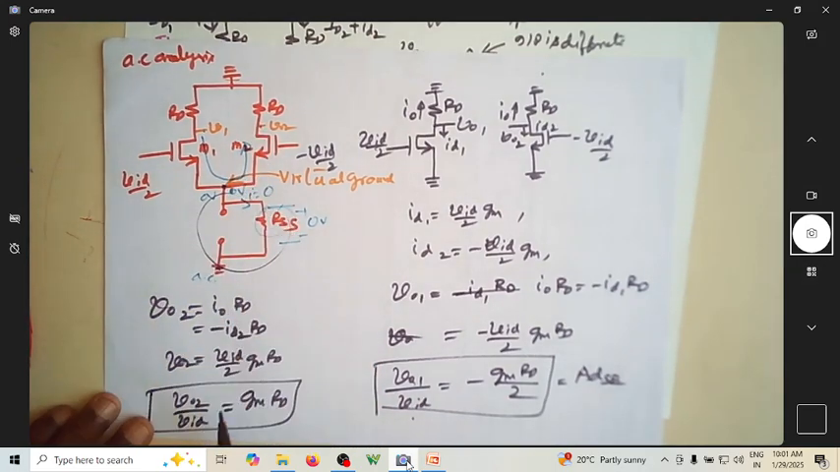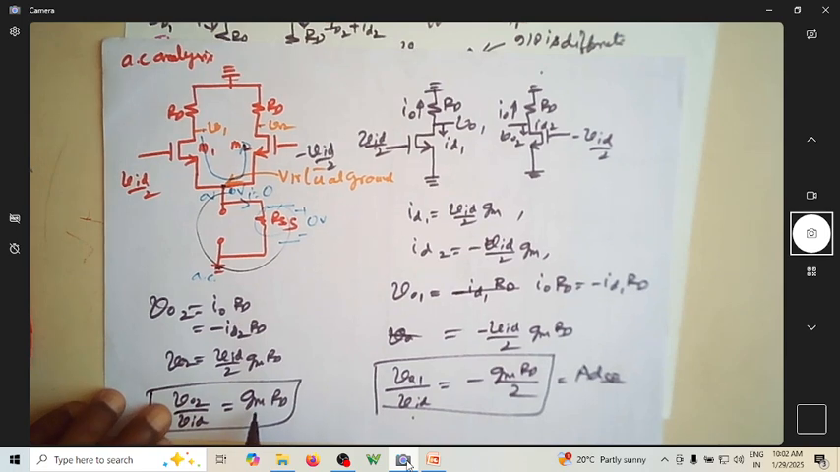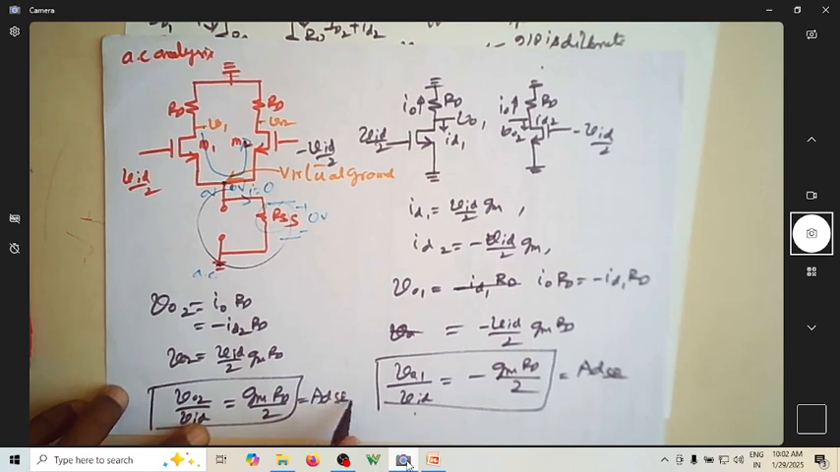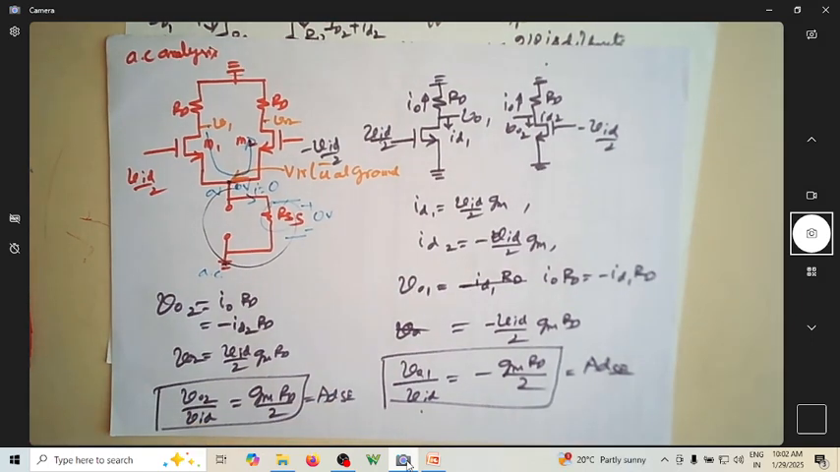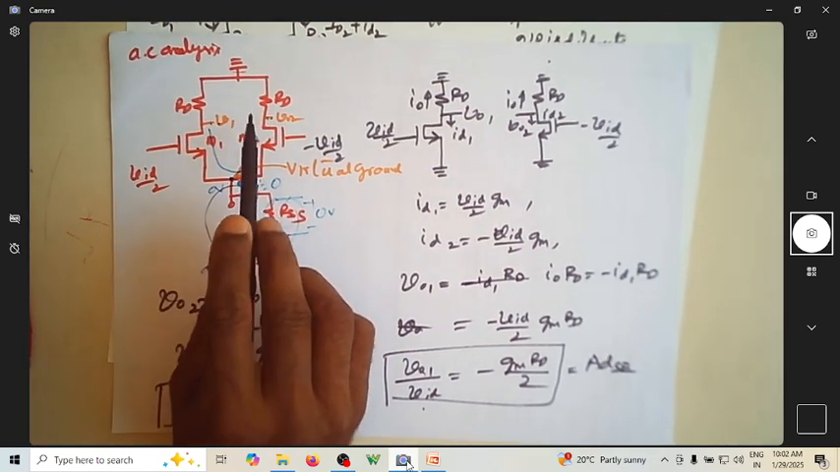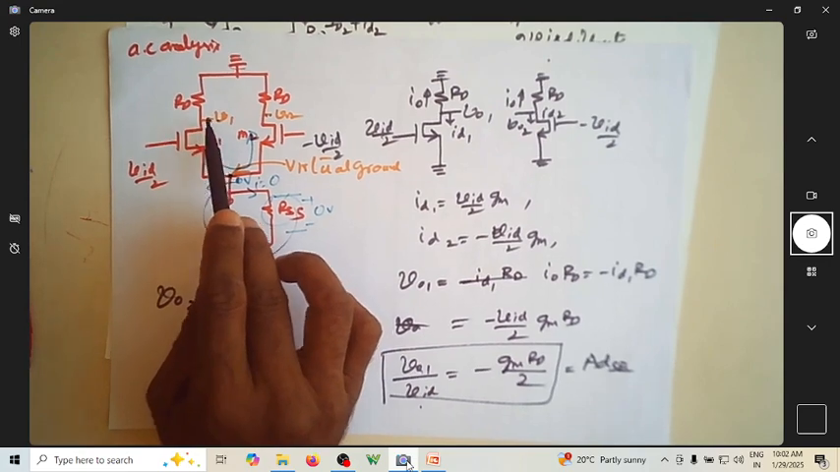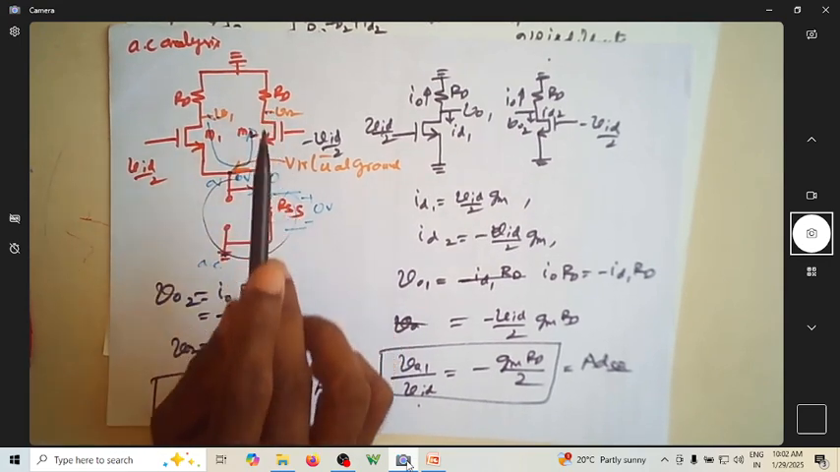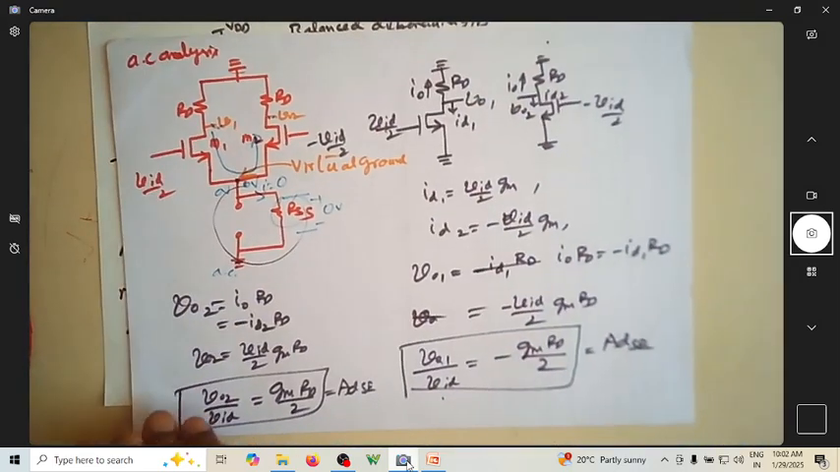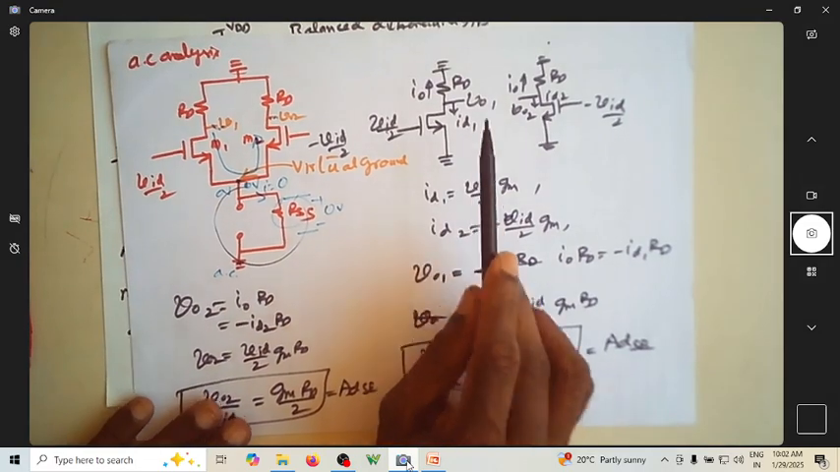If it is measured here, then you can see it is okay. Sorry, this is plus gm into RD by 2. So this is also ADSE. There are two differentially measured single-ended gains. One is here, other is here. Here it is out of phase, but here it is in phase. Here it is in phase. I hope you got this.